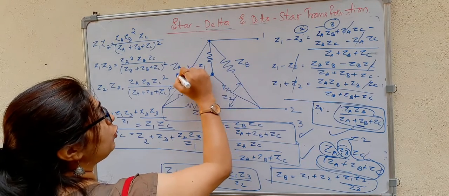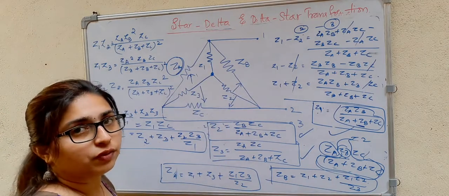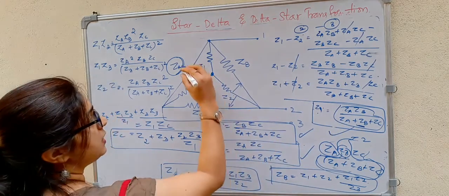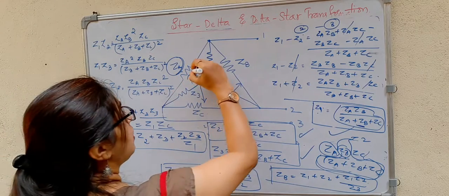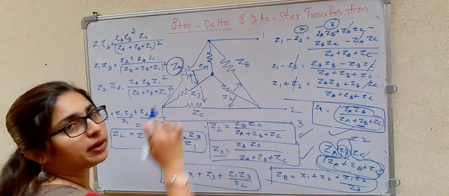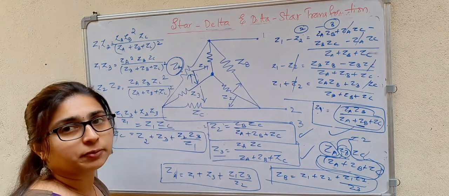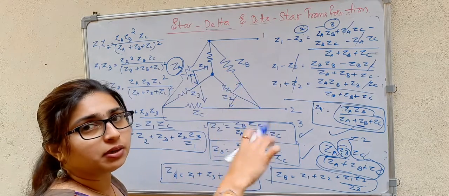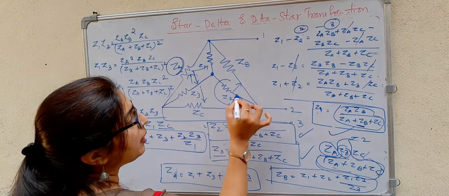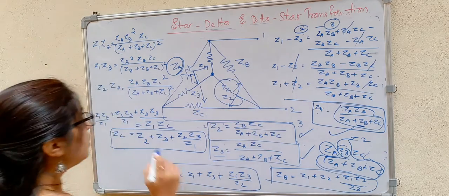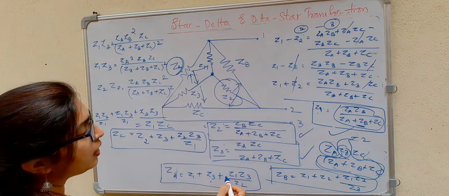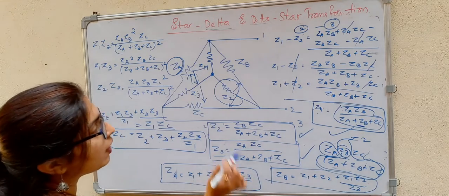If you want to find this value in problems, you cannot sit and derive the whole thing. So to find ZA, opposite to this you have two impedances. Sum them, Z1 plus Z3. Then in the next term take the product of those, that is Z1 Z3, and divide by the remaining impedance. So ZA is equal to Z1 plus Z3 plus Z1 Z3 divided by Z2.